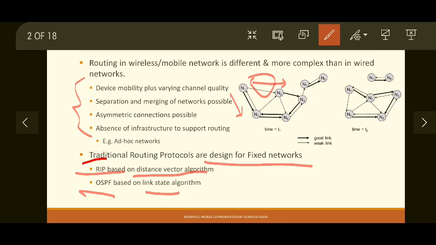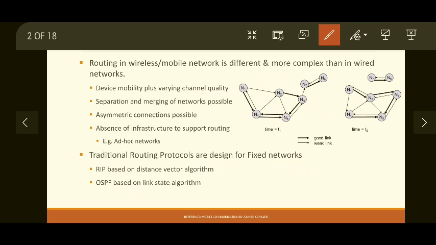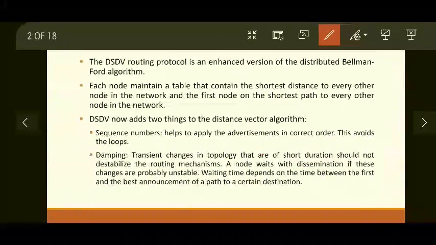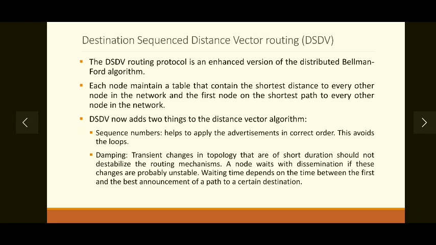So these protocols are incapable of delivering the same performance in the mobile network because of at least the four reasons we have mentioned just now. Okay, so we are going to see two new protocols which are somewhat modifications of the fixed network protocols that we have seen previously. The first of them is DSDV. DSDV stands for Destination Sequenced Distance Vector Routing Protocol. So it is abbreviated as DSDV.